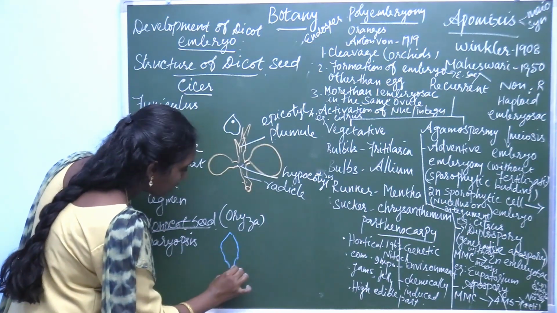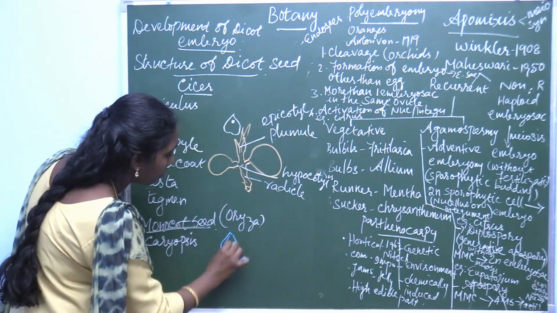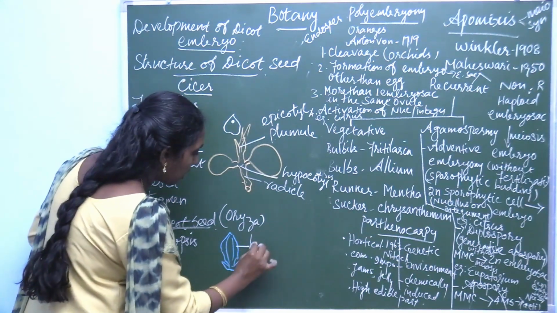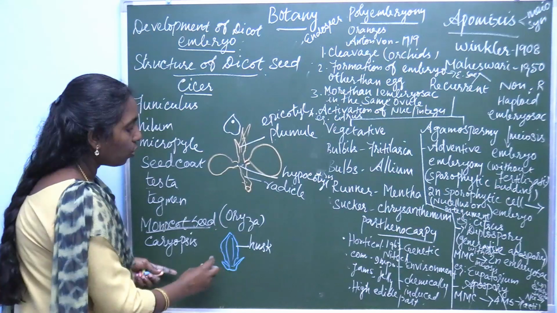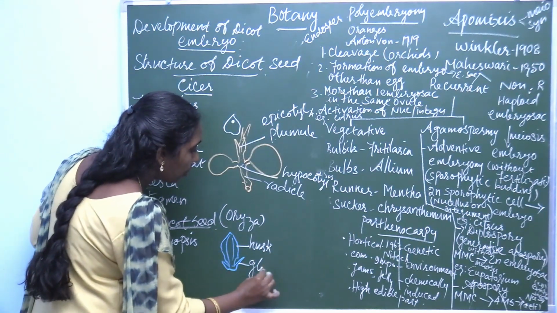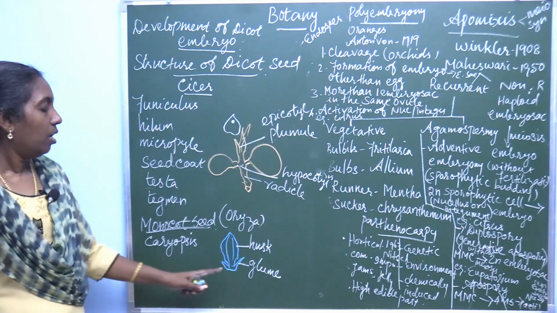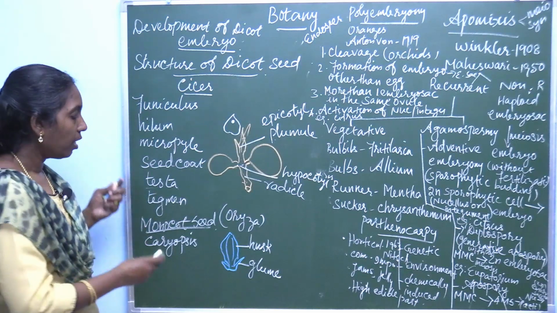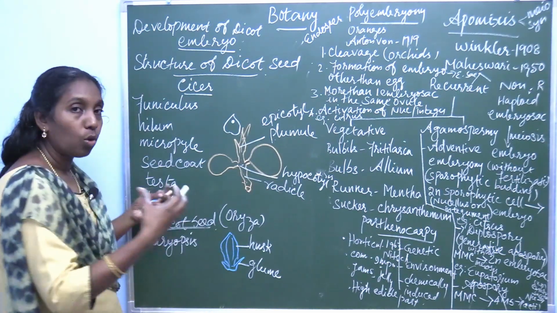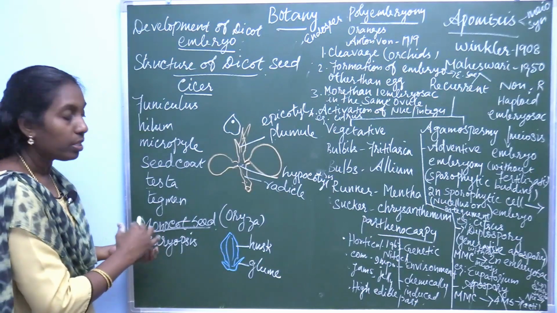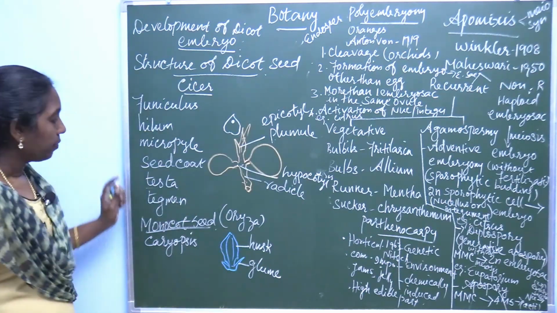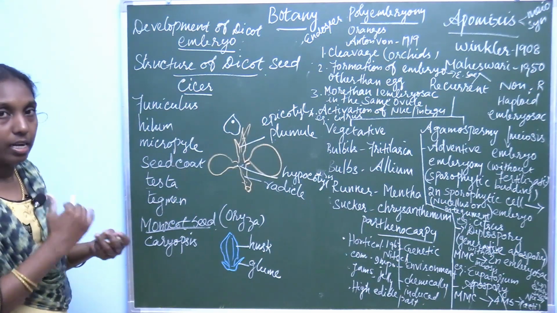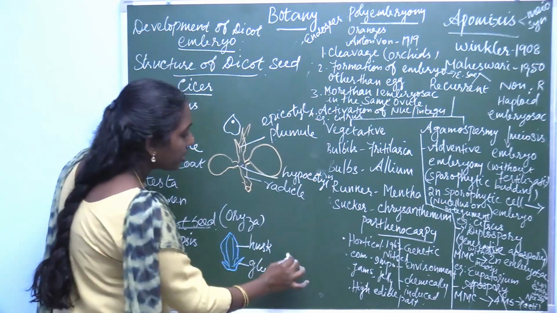Here is the hard husk, which contains the glumes. The grain is enclosed with husk, and this is the glumes. Glumes and husk are present, and the seed membrane closely adheres, or closely sticks, to the grain. This is the caryopsis seed.